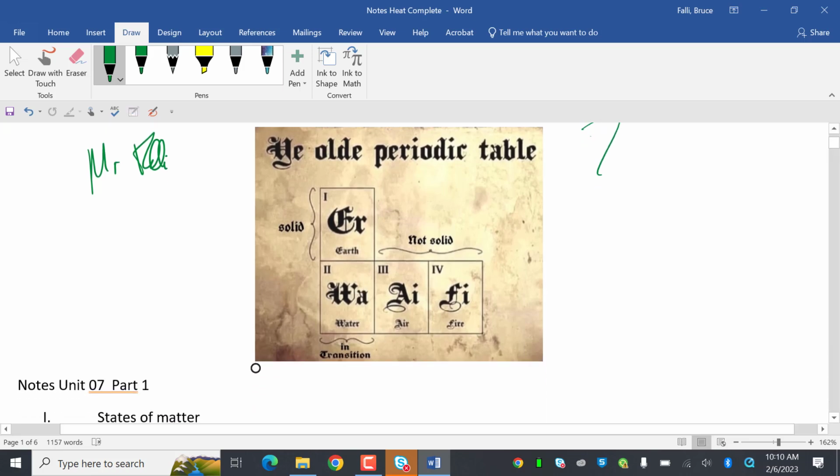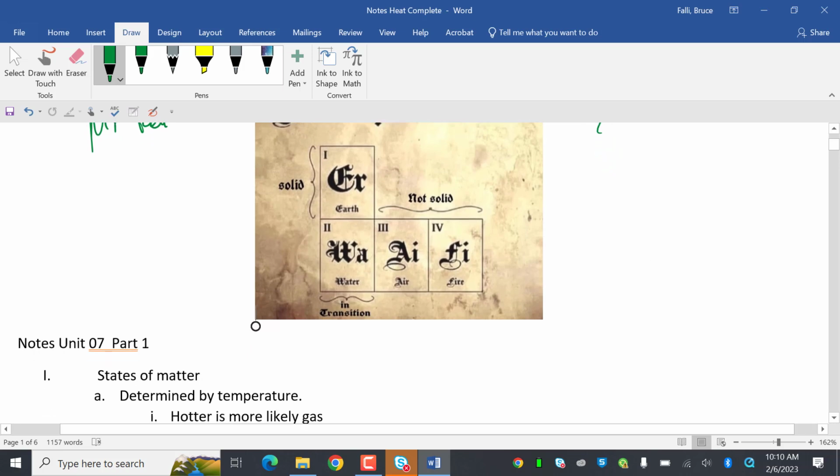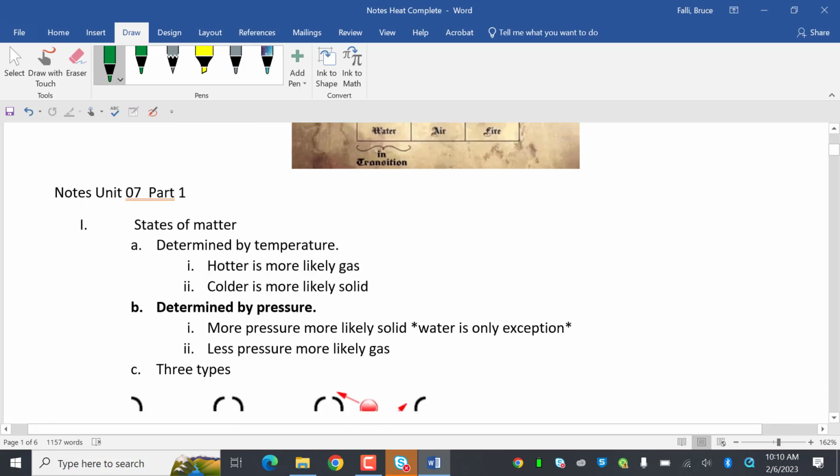Heat. Where we're going to look at solids, liquids, and gases, and the transitions between them. So let's start off.